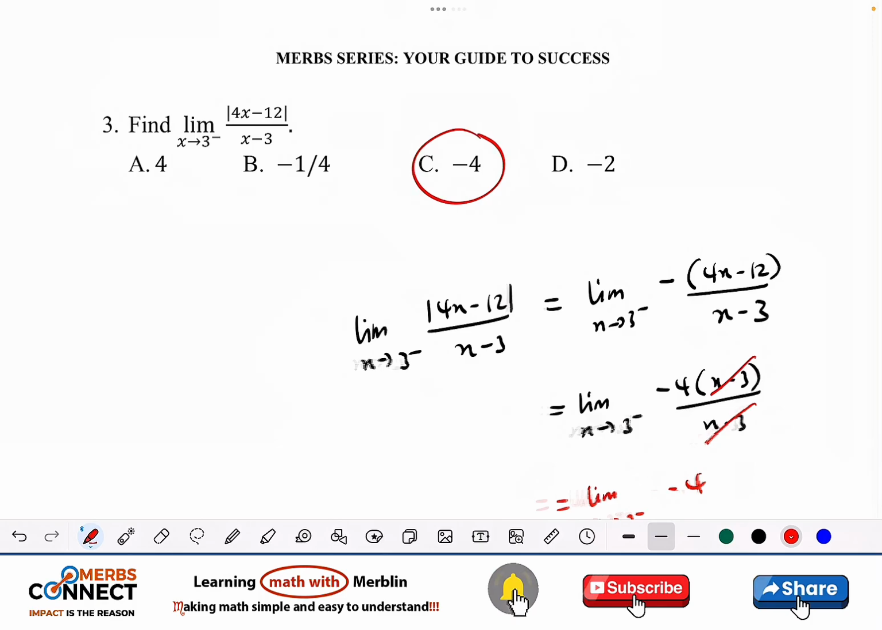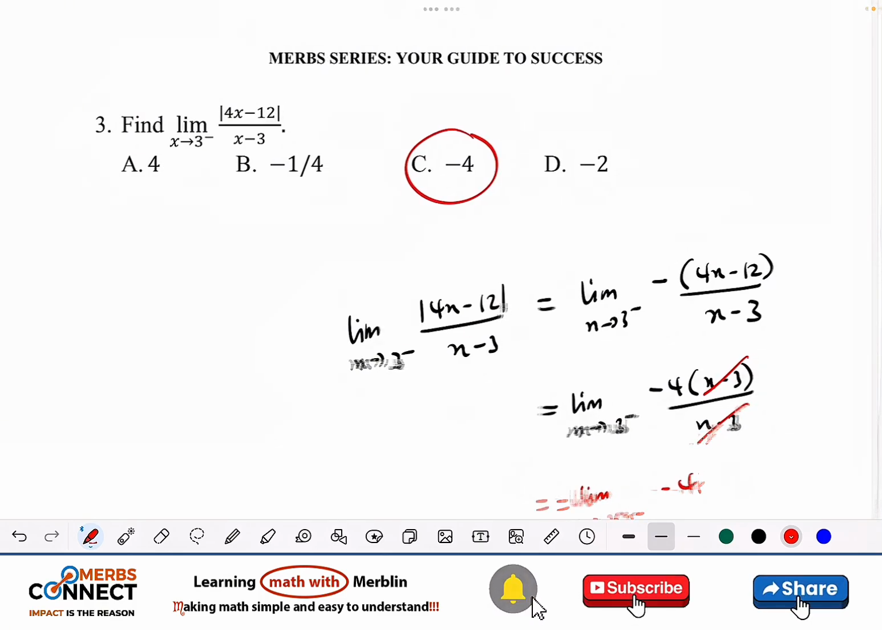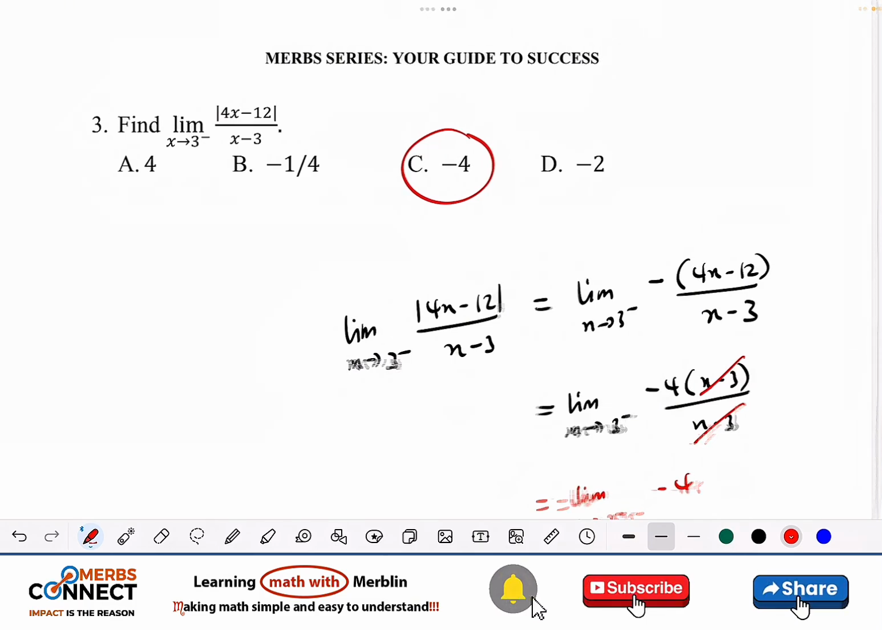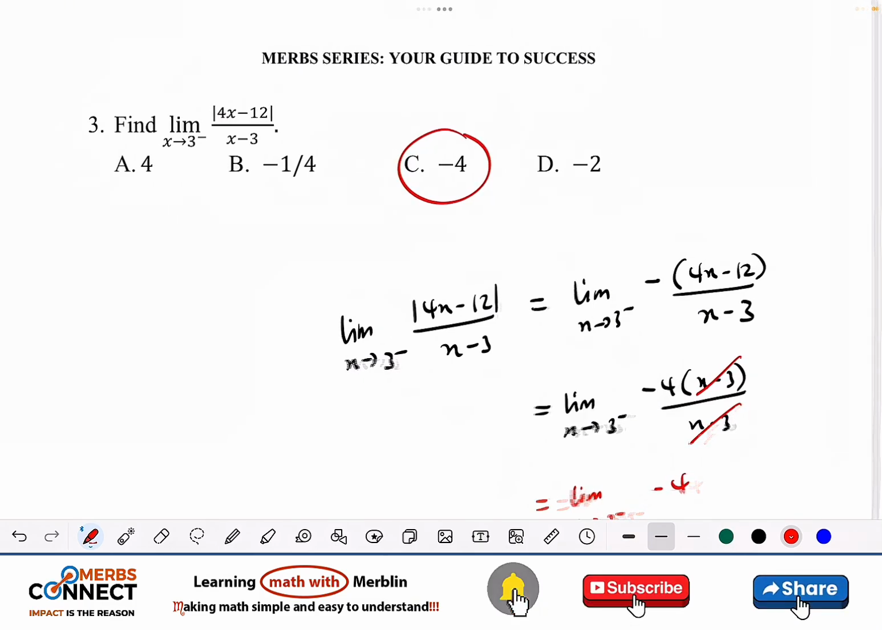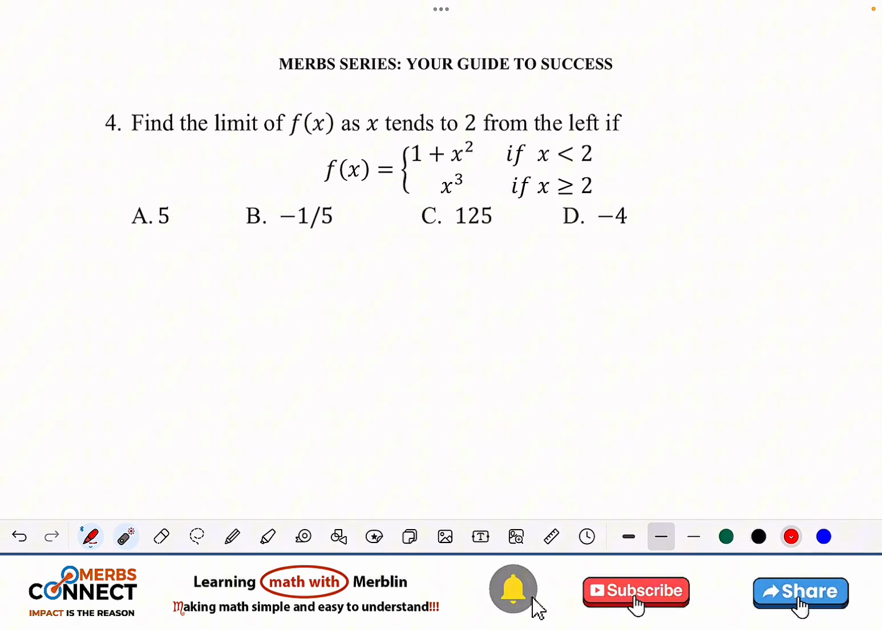So you see that this is very simple. But if it is section B, then we need to build the piecewise function and use the piecewise function to solve, right? Basically, that's how it's supposed to be. Now let's look at question 4.